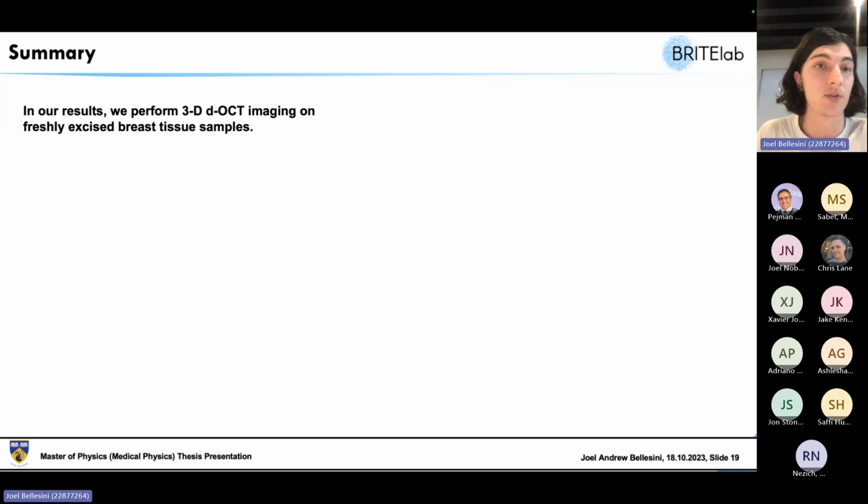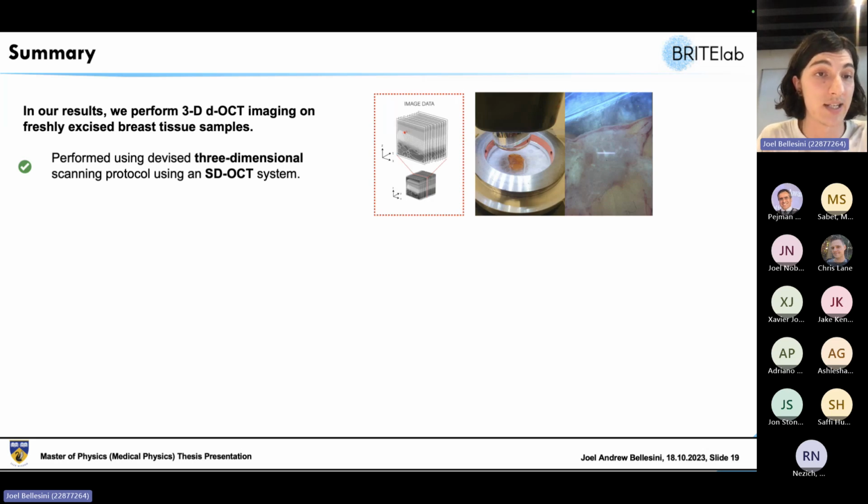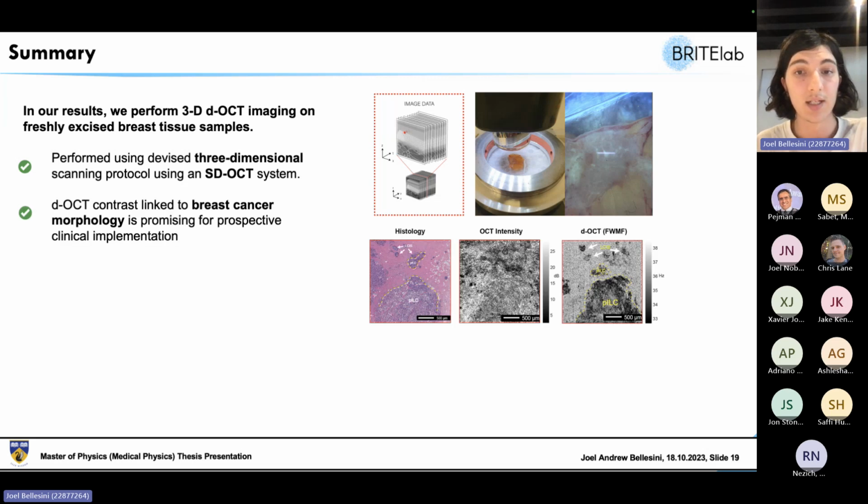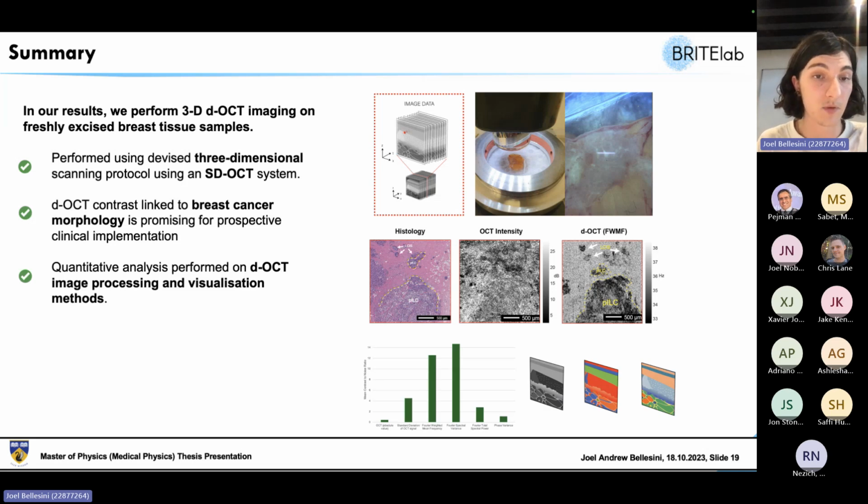So to summarize, in our results, we performed three-dimensional dynamic OCT imaging on freshly excised breast tissue samples. This was performed using a devised three-dimensional scanning protocol using a spectral domain OCT system. Our dynamic contrast was linked to breast cancer morphology detected through histology, and this is obviously promising for prospective clinical implementation. A quantitative analysis has been performed on dynamic OCT image processing and visualization methods, in which our Fourier-based methods were shown to be the strongest at presenting enhanced contrast between benign and malignant tissues in breast cancer.